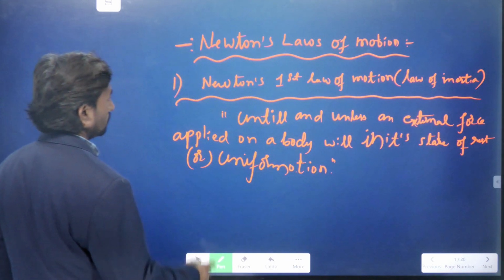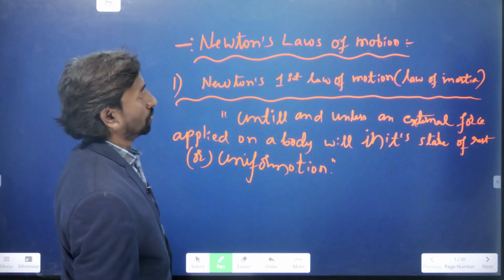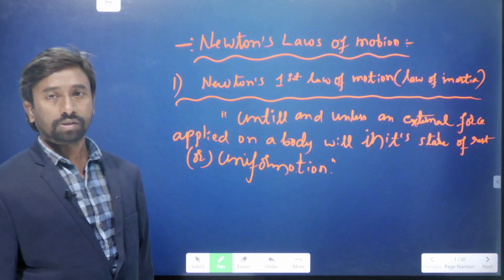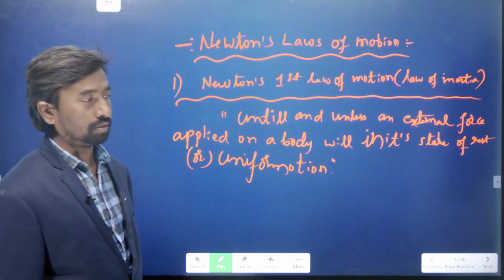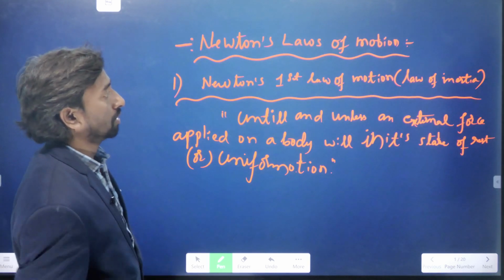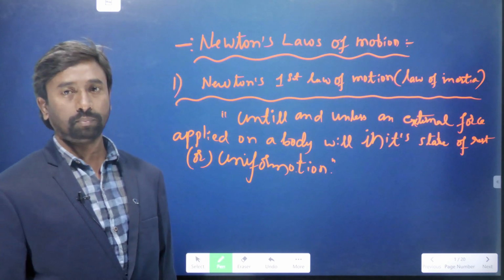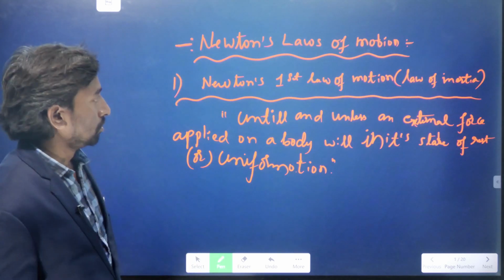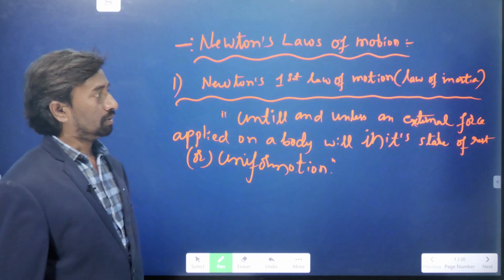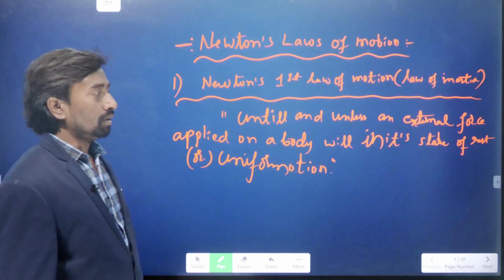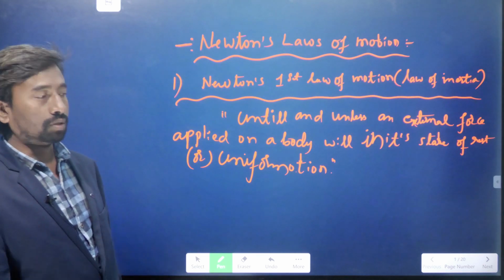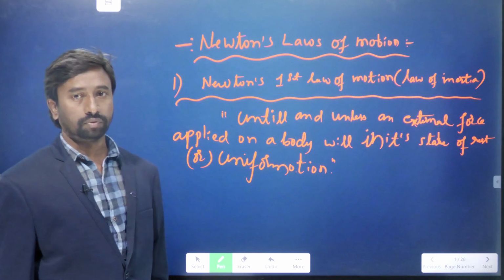So now Newton's first law is also known as the law of inertia. What is that inertia? It is the nature of the body, an inherent property of the body, by itself. It has that nature. That means the body continues in its state of rest or uniform motion.